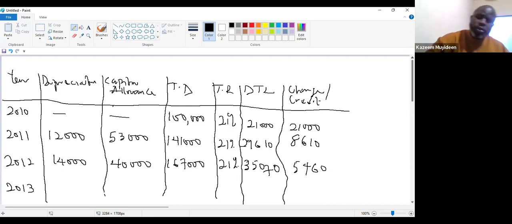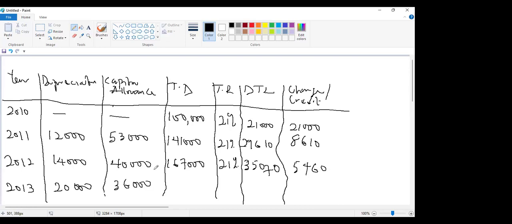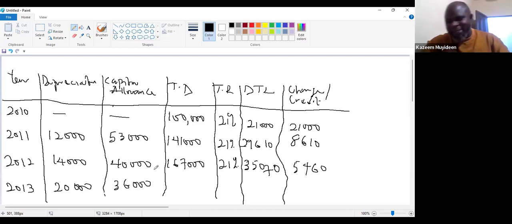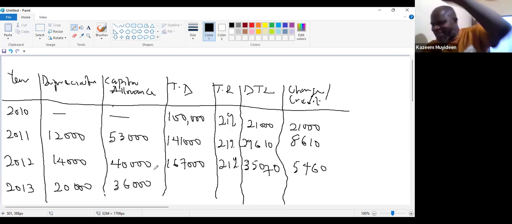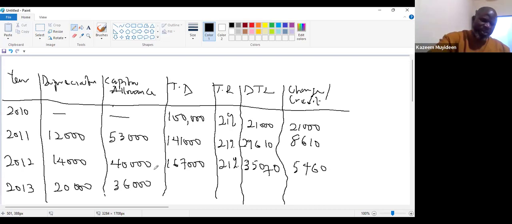Now, let's go to 2013. In 2013, we have depreciation of 20,000 and the capital allowance of 36,000. Now, this is a 16,000 difference. But don't forget, the interpretation here will tell us whether it is a charge or credit. Based on the principles of IAS 12, when depreciation is lesser than the capital allowance, it is going to be a charge in the P or L. We are still coming there, you will know. The next question we are going to do, you will get it more clear.